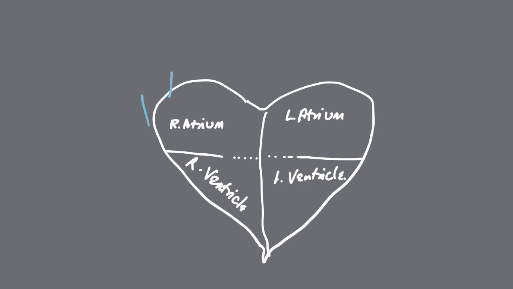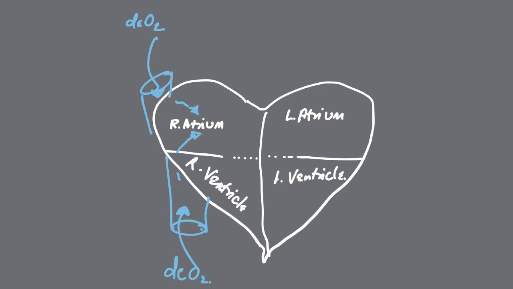Blood from all parts of the body above the heart enters via the superior vena cava, and blood from all parts of the body below the heart enters via the inferior vena cava. This blood is deoxygenated and it enters the right atrium. It passes through the tricuspid valve and enters the right ventricle.